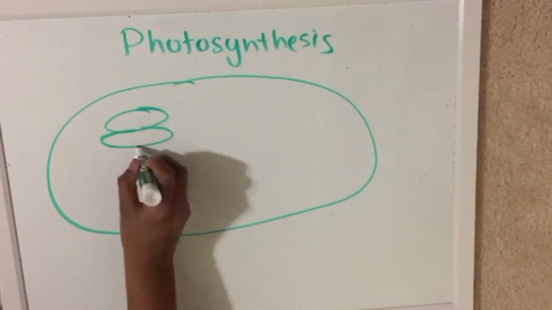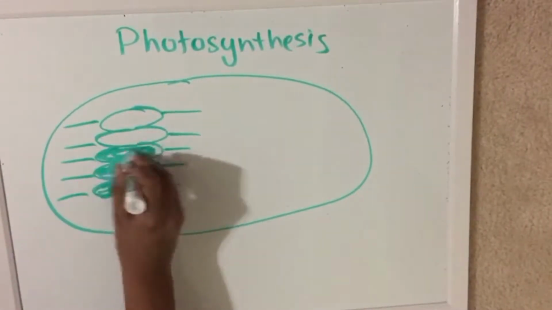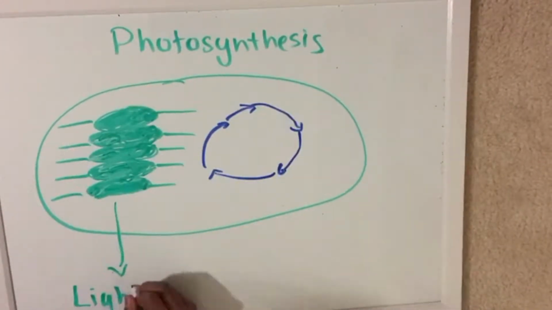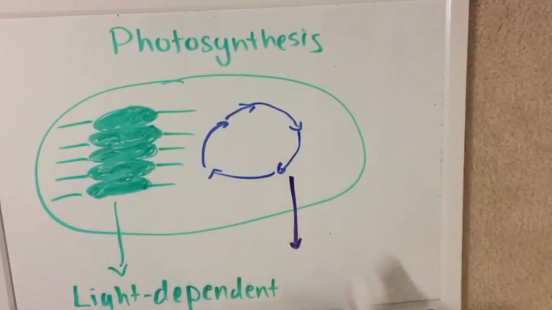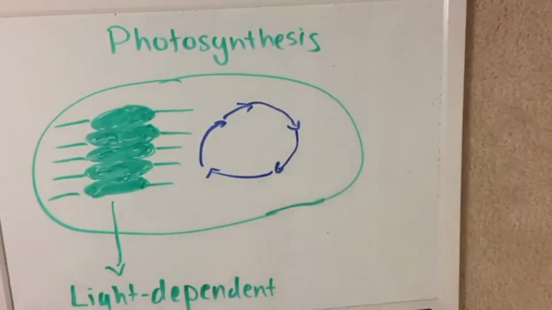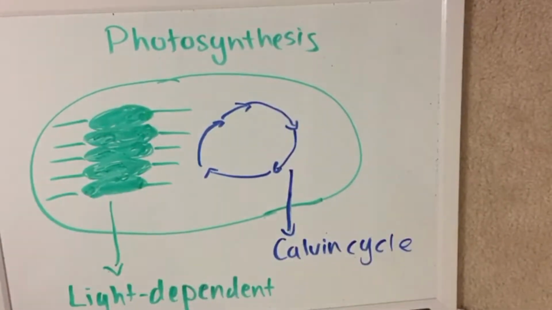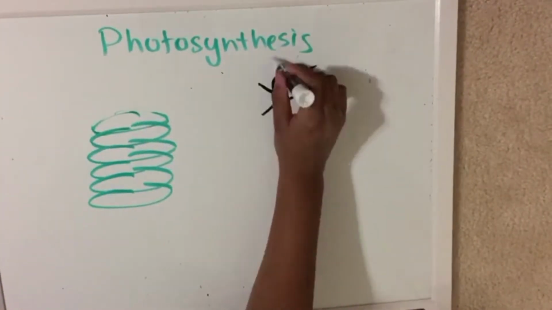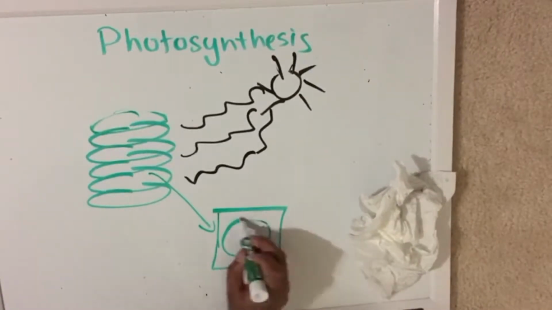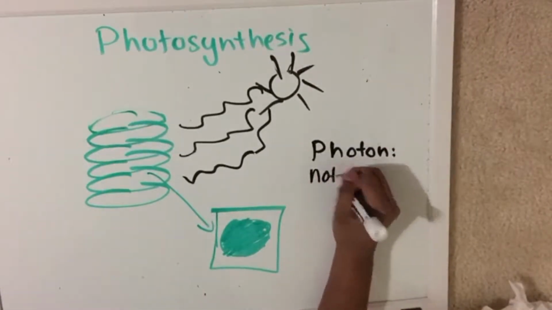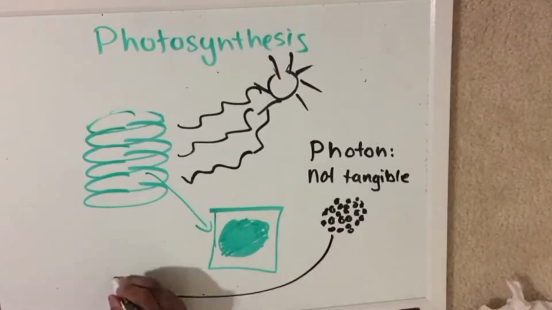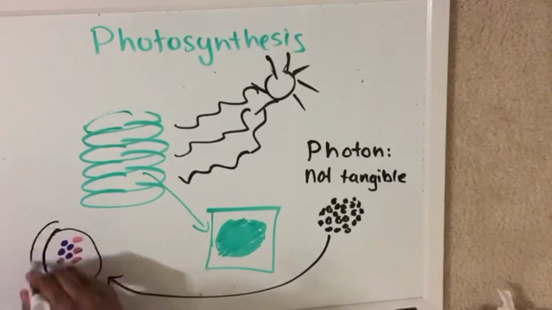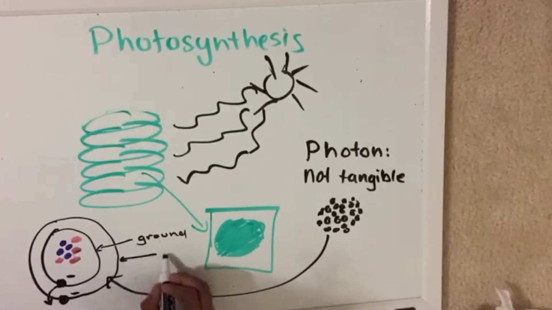Photosynthesis occurs in the chloroplasts of plant cells. There are two main processes, light-dependent reactions and the Calvin cycle. Light-dependent reactions occur in the thylakoids, while the Calvin cycle occurs in the stroma. The chlorophyll in the thylakoid membranes absorbs sunlight in a set quantity known as photons. Photons are just a discrete amount of particles that are not tangible. When molecules absorb photons, the electrons in their orbits move from a ground state to an excited state.